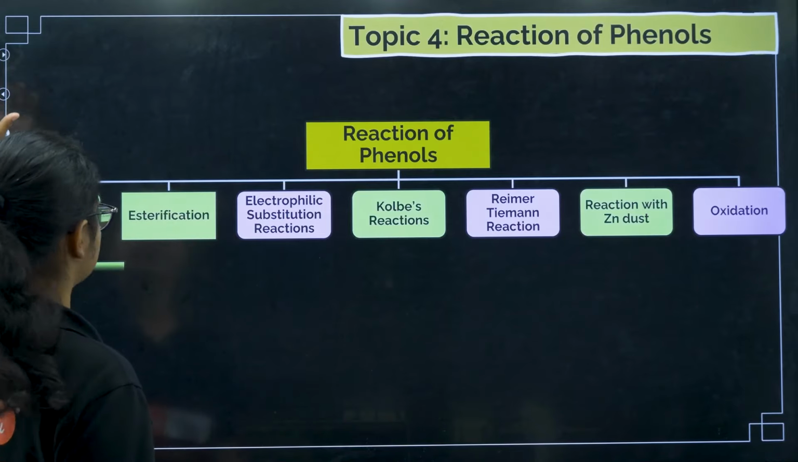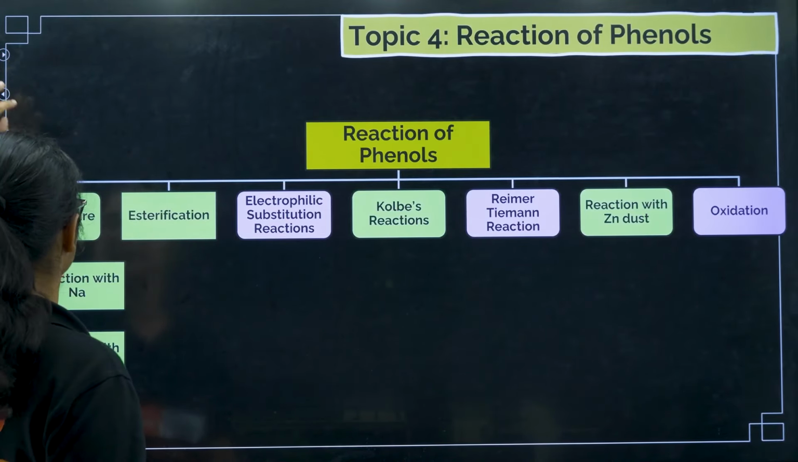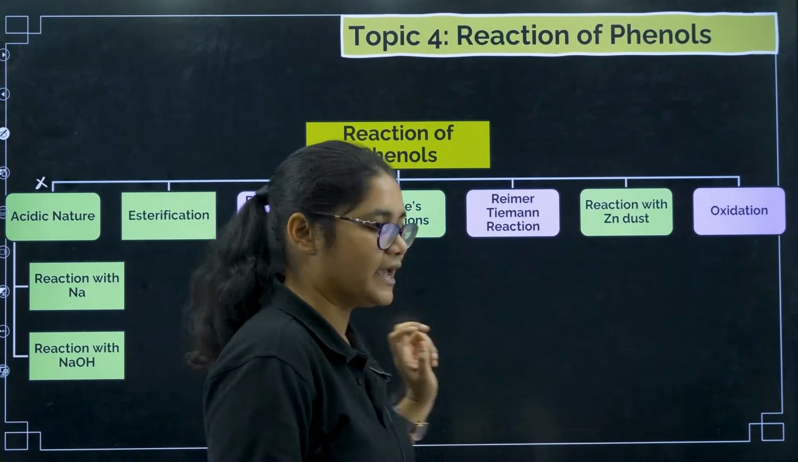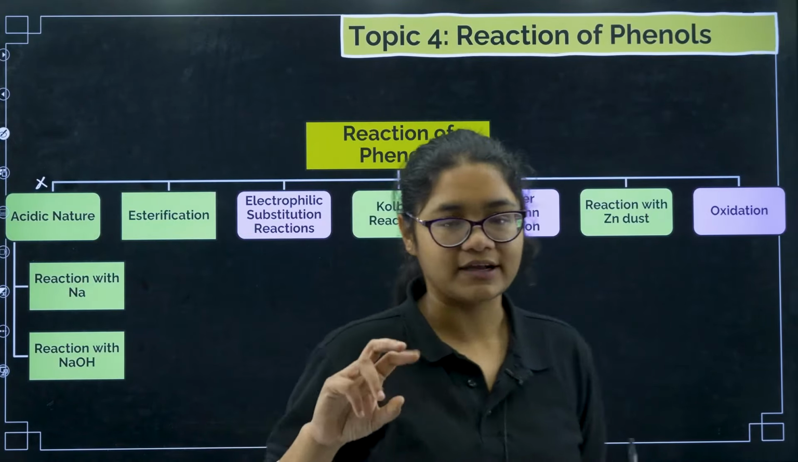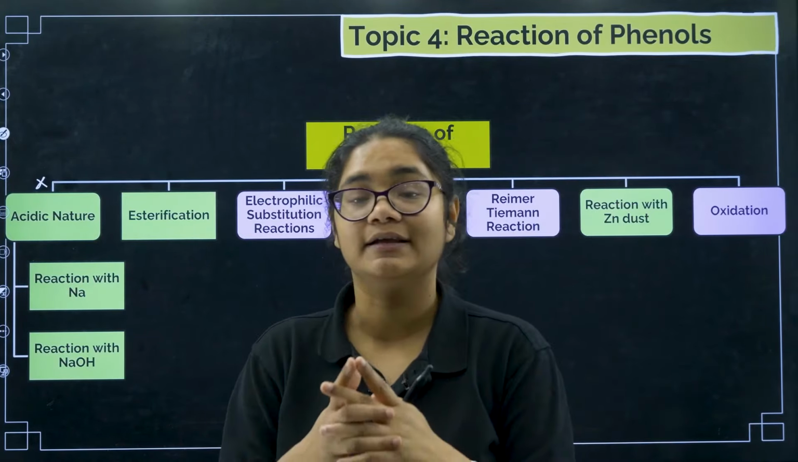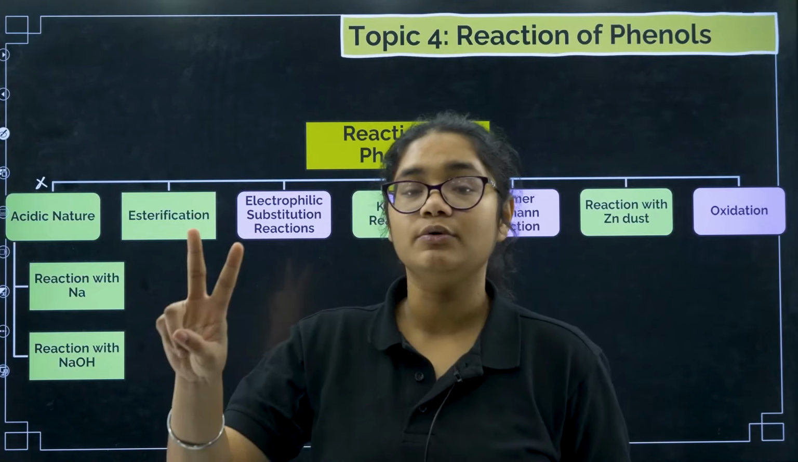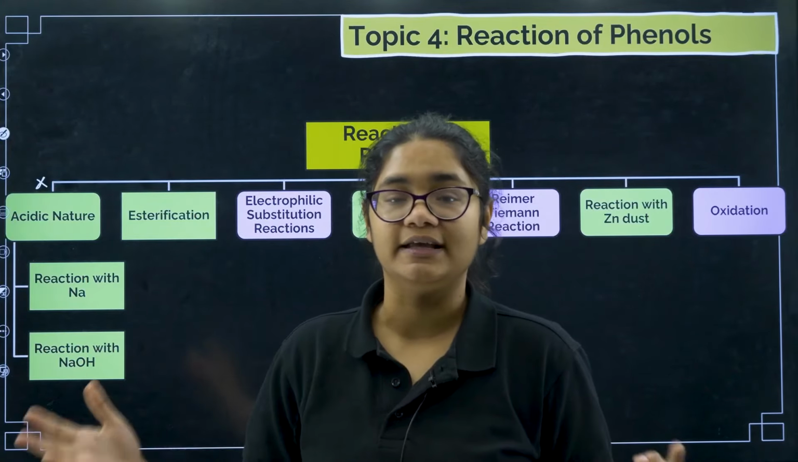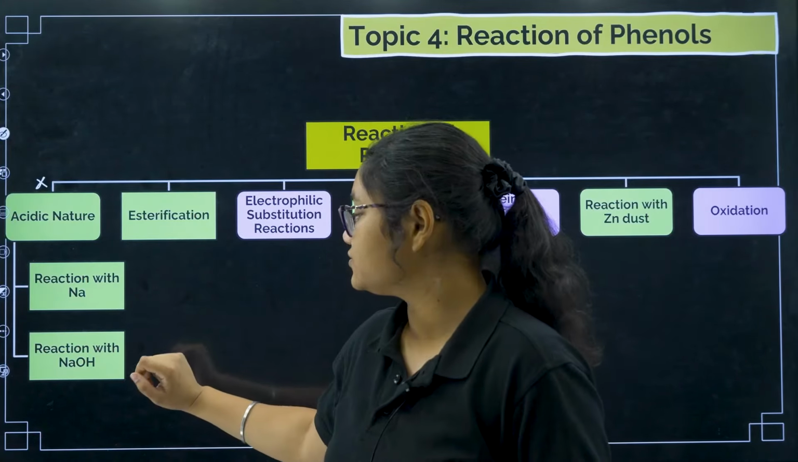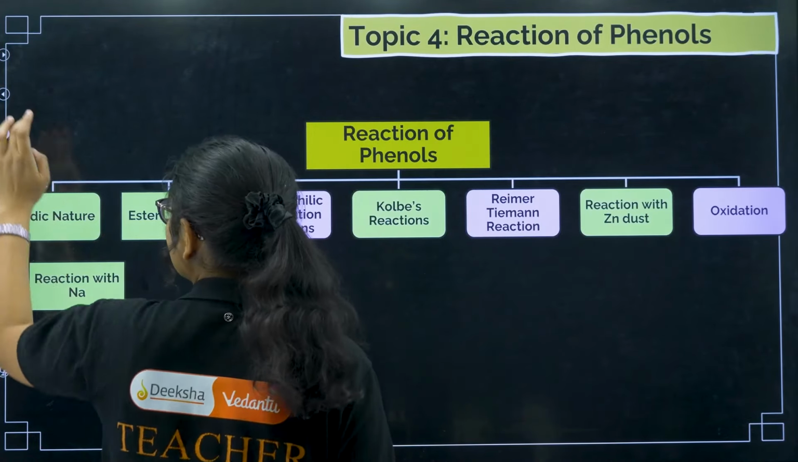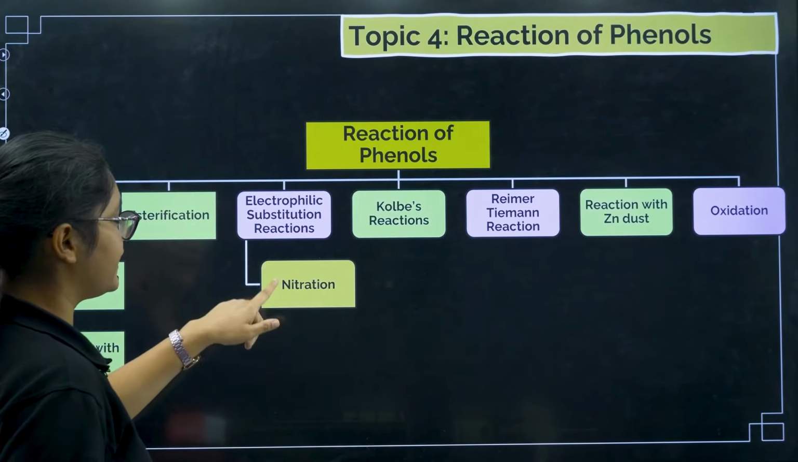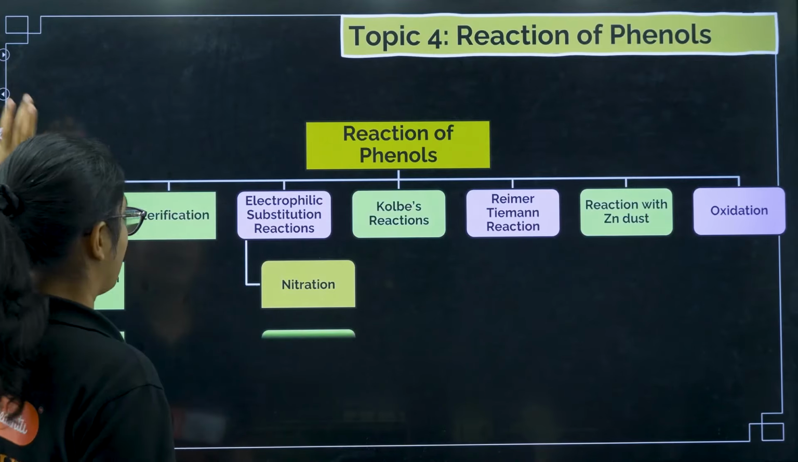Under electrophilic substitution we have, okay, so acidic nature we have reactions with Na and NaOH. The question can be asked: write any two reactions which show the acidic nature of phenols. Then you can write reactions with Na and NaOH. Next we have esterification. Under electrophilic substitution we have nitration and halogenation.